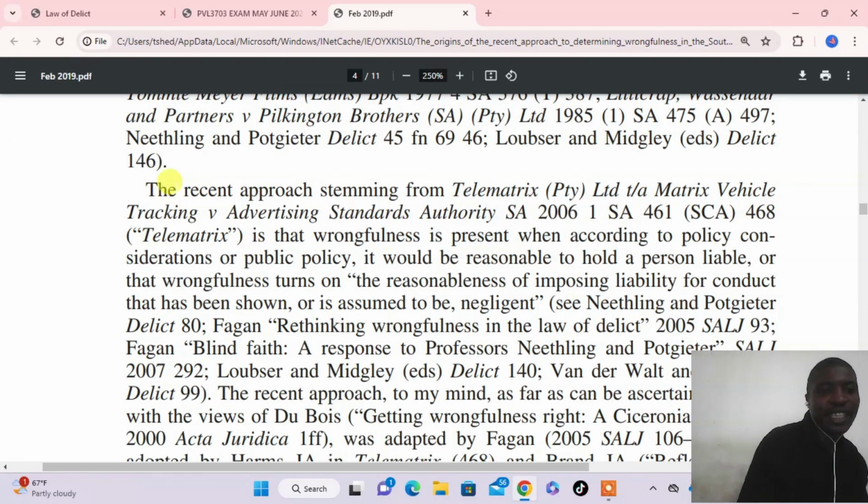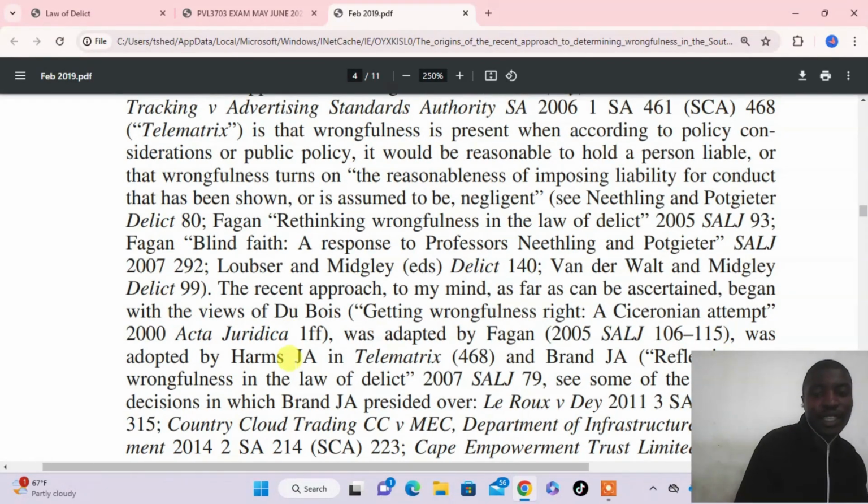They said that the recent approach stemming from the Telematrix case, the one that we're talking about, is that wrongfulness is present when, according to policy considerations or public policy, it will be reasonable to hold a person liable, or that wrongfulness turns on the reasonableness of imposing liability for conduct that has been shown or is assumed to be negligent. And they gave the case, in the prescribed book that we are reading.